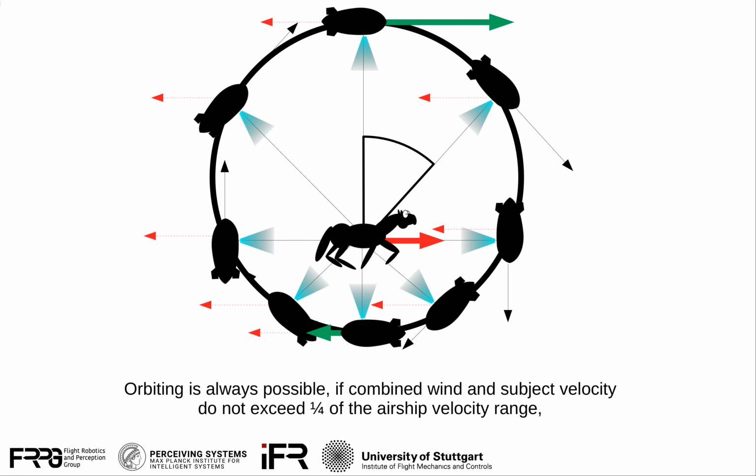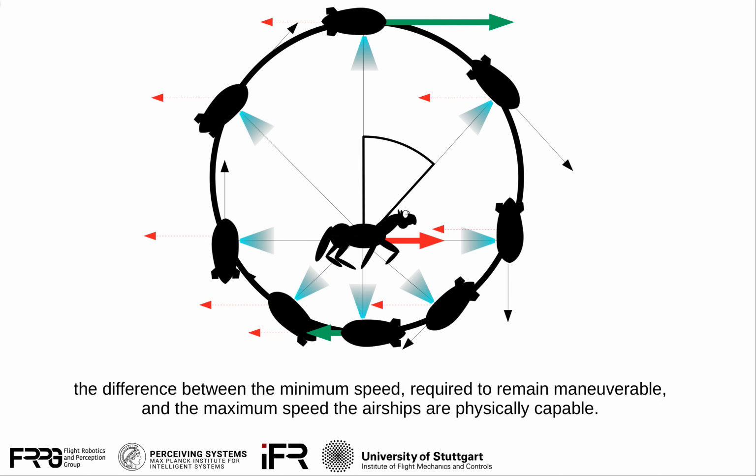Orbiting is always possible if combined wind and subject velocity do not exceed 1/4 of the airship velocity range. This is the difference between the minimum speed required to remain maneuverable and the maximum speed the airships are physically capable of.